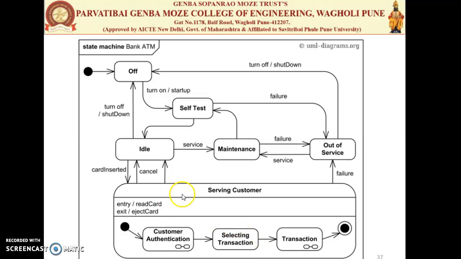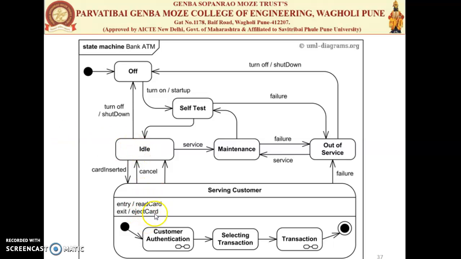So a composite state contains three parts. First is the state name, second is the activity, and third is the action. If the card is read, then the following operations can be performed: customer authentication, selecting the transaction, whether it is just seeing the bank balance or withdrawing something, then proceeding with the transaction, and end. But if the card is rejected, it will go to the cancel state. Again the ATM will be at the idle state, so the next customer can perform the operations.